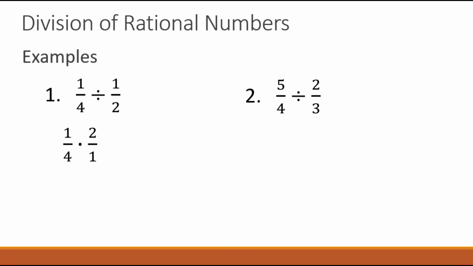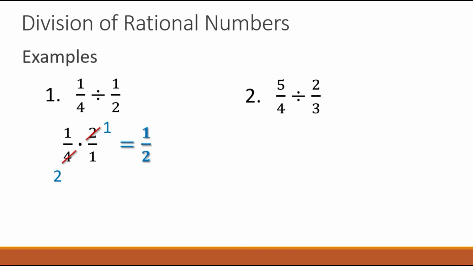So, doing multiplication, we can cancel 4 and 2. 4 and 2, the common factor is 2. So, 4 divided by 2 is 2, and 2 divided by 2 is 1. Then, we perform multiplication. 1 times 1 is equal to 1, and 2 times 1 equals 2. Therefore, the final answer is 1/2.